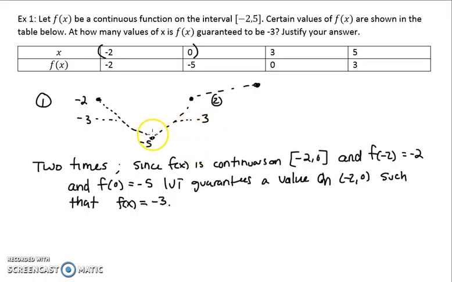We would say something similar from 0 to 3, using our endpoint y values as negative 5 and 0 to get the other justification.